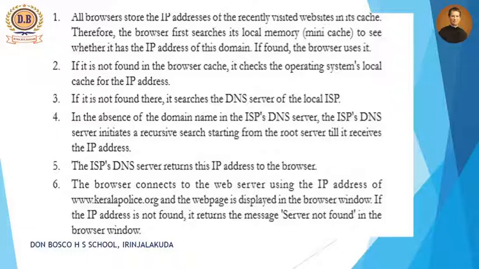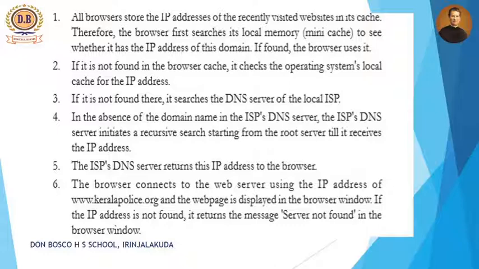In the absence of the domain name in the ISP's DNS server, the ISP's DNS server initiates recursive searching starting from the root server till it gets the IP address. If this IP address is not present in local, operating system and also DNS cache, then only it will start finding the IP address. That means the IP address is new, it does not belong to any of the caches. Okay, so it is something different. So you want to find it from the root server, that means from its original server itself.